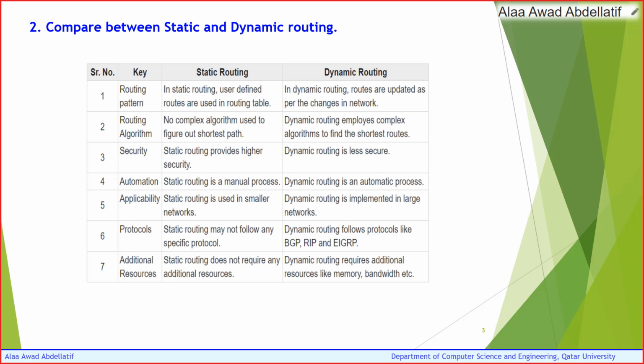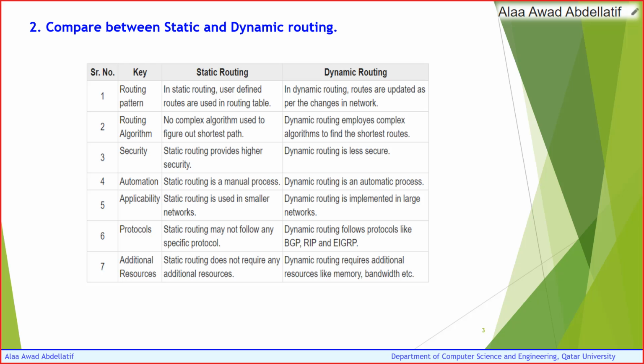We have different metrics or different parameters we can compare with. First, from the routing point of view, in static routing the user defines routes in the routing table. So we manually write or configure the routing tables, while in dynamic routing protocols, routes are updated as per the changes in the network. The routing tables are updated automatically in dynamic routing protocols, while it's updated by the user manually in static routing.